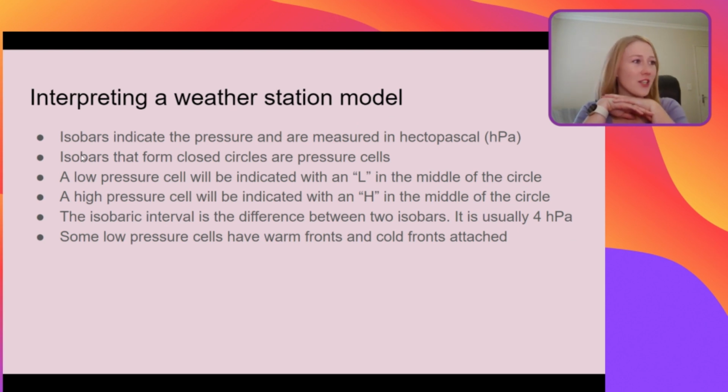Then the next thing to look at are high and low pressure cells. Where you have isobars that complete a loop, technically they will always connect around to a loop again, but where you can see they make an enclosed circle, that is a cell. The cell will either be high pressure or low pressure.